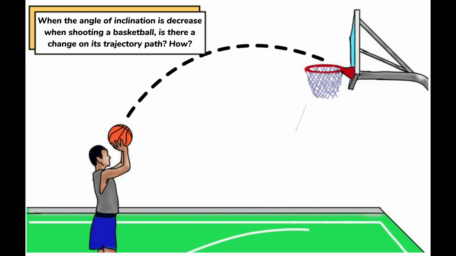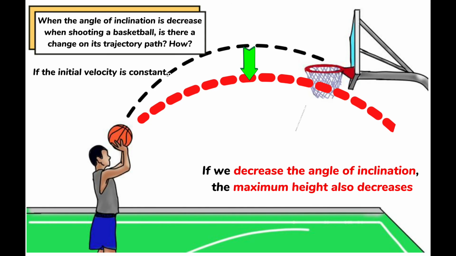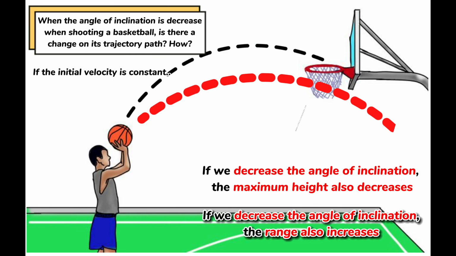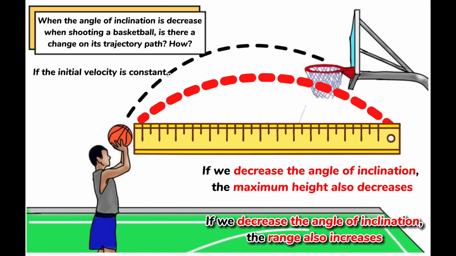Let's try to answer this one. We have here a basketball player. When the angle of inclination is decreased when shooting a basketball, is there a change in its trajectory path? How? Given that the initial velocity is constant, if we decrease the angle of inclination, the maximum height also decreases. Also, if we decrease the angle of inclination, the range also increases.